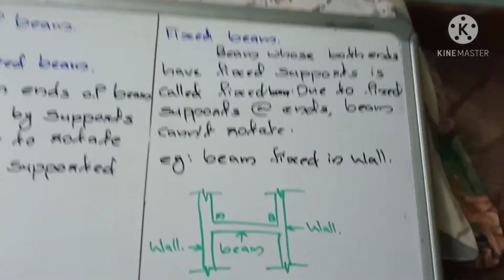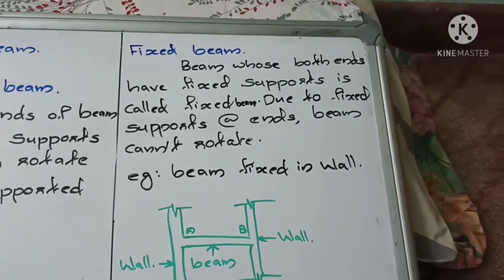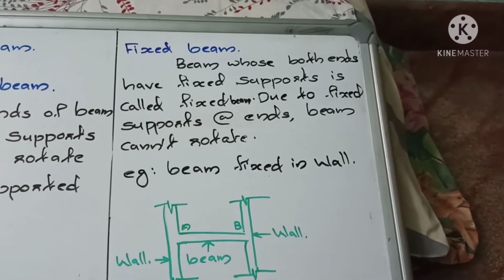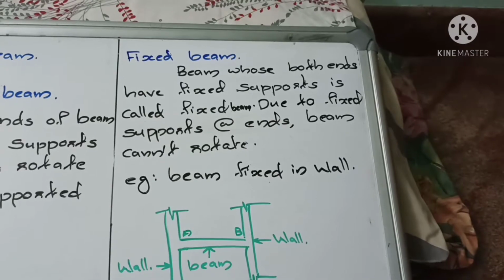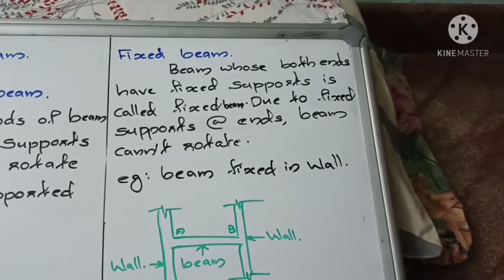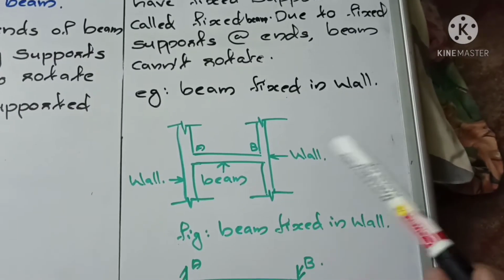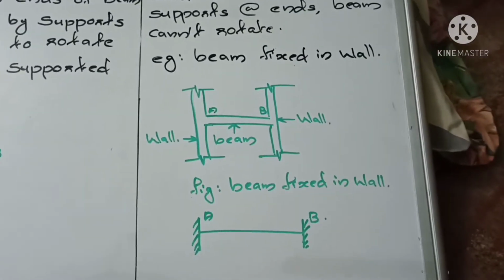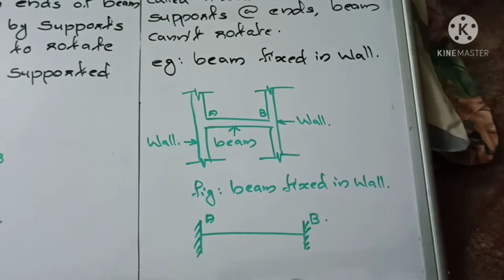Next one, fixed beam. Beam whose both ends have fixed supports is called fixed beam. Due to fixed support at ends, beam cannot rotate. Example, beam fixed in wall. This is figure of beam fixed in wall. A fixed beam can be represented like this.